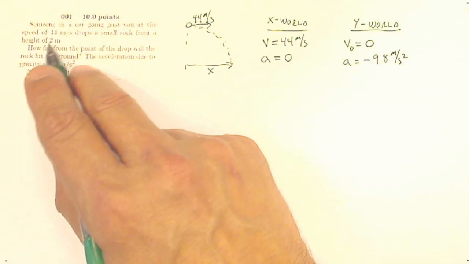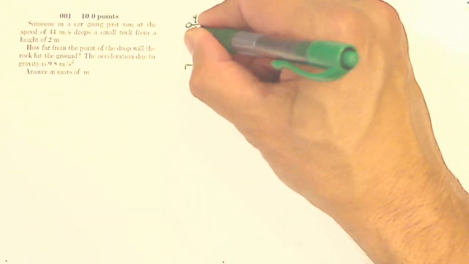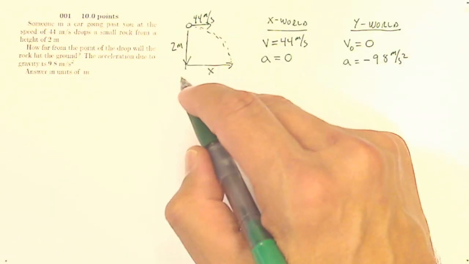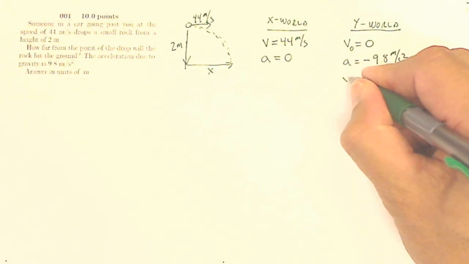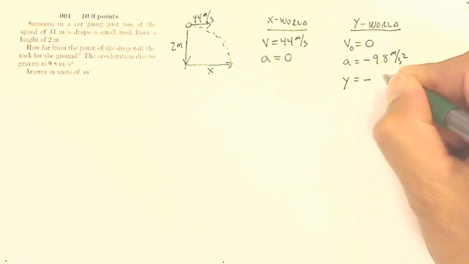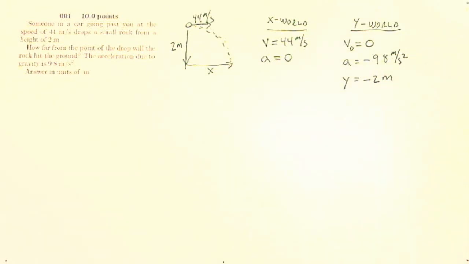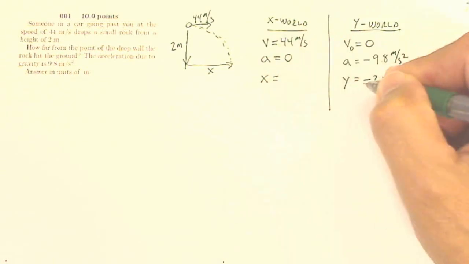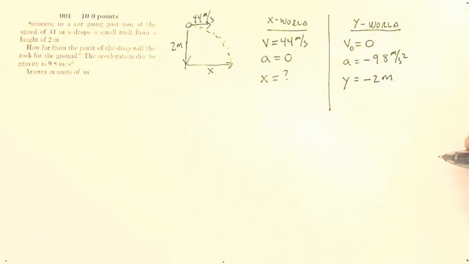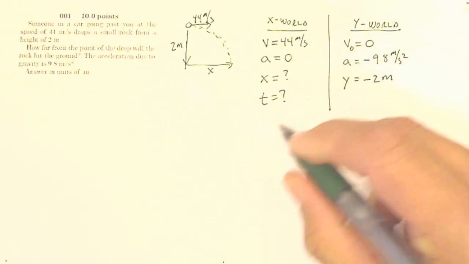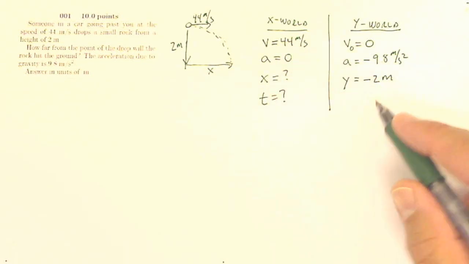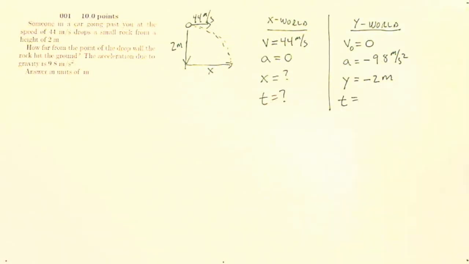The other thing I know is that it falls from a height of 2 meters, so it's going to fall down 2 meters by the time it gets to the ground. Well, if it falls down 2 meters, that's a y world problem where my displacement by the time it hits the ground is going to be negative 2 meters. So I know that these two are different worlds, and if only I had the time, then I could get my displacement in the x world, because that's what I'm looking for. But I don't have my time. If I did, I could do velocity times time, giving my displacement. So I'm going to have to get time from the y world, and time can be brought across that line.